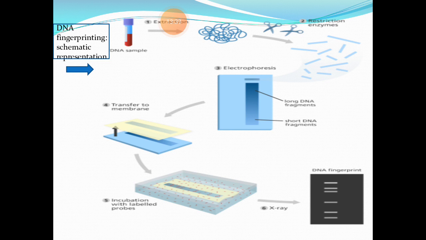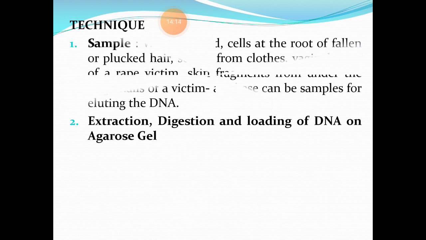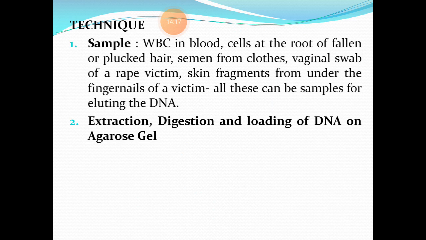And once southern hybridization is over, the extra probes are washed off, and the same thing is subjected to autoradiography, or exposed to an X-ray film, and you will get a banding pattern like this. And the last diagram will tell you the DNA profile of this particular DNA sample. This is exactly what is done in the DNA fingerprinting technique. Now let us study each step one by one in detail. First one is sample. What all can be the sample for eluting DNA?